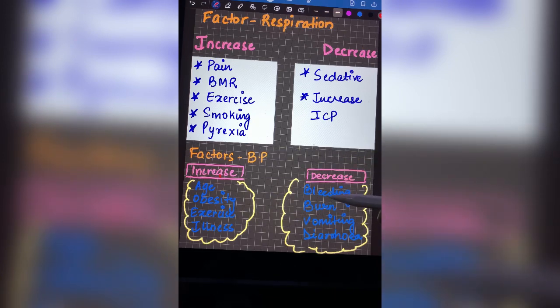If the patient is having bleeding, burn, vomiting or diarrhea, blood pressure decreases. The reason why BP decreases in all four conditions is that there is a decrease in fluid volume. When the fluid volume decreases, there is a decrease in cardiac output. When the cardiac output decreases, obviously there is a decrease in blood pressure. So in any fluid volume deficit condition like bleeding, burn, vomiting, diarrhea, the BP always decreases. So this is all for this video.